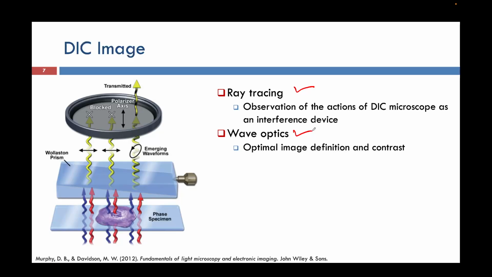The picture I have shown here is of ray tracing. How the image is formed, we have to see. Ray tracing means we have to observe the action of the DIC microscope as an interference device, like I have mentioned here. So how does the interference happen? Simply, we have to see.